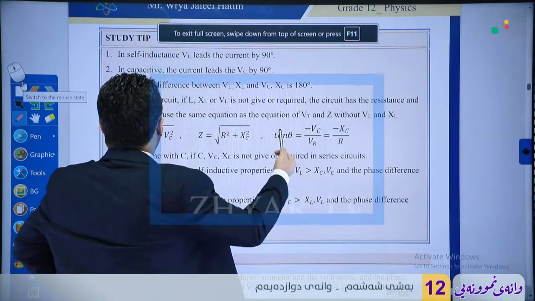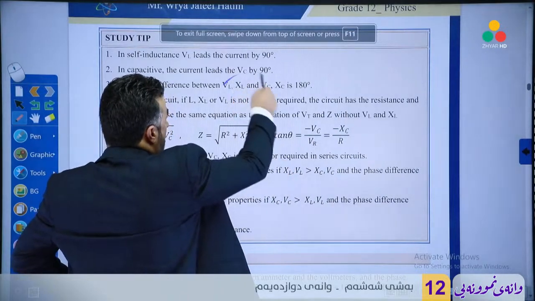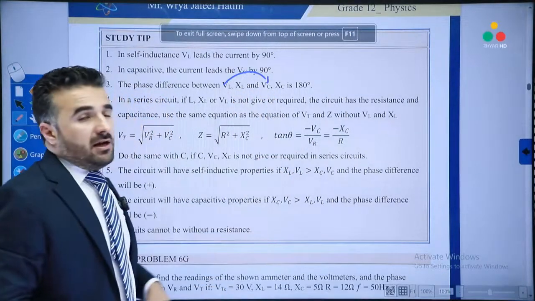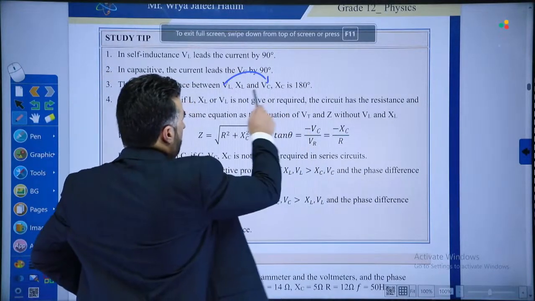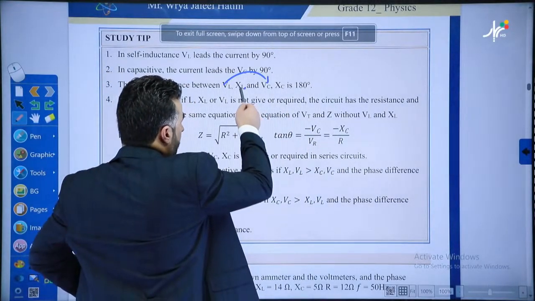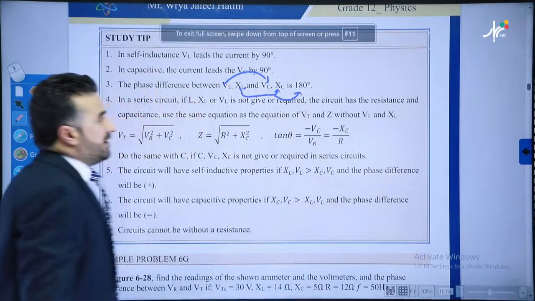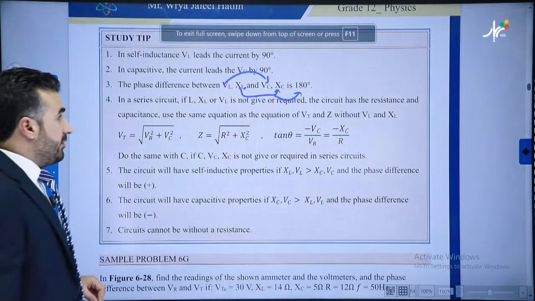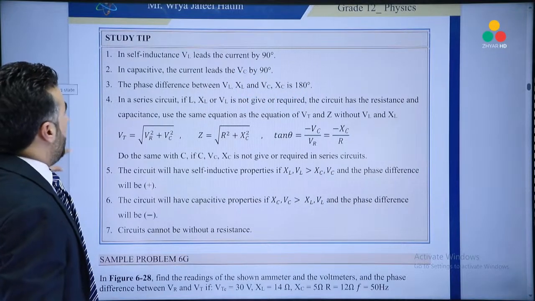So remember this: the phase difference between the voltage across the inductor, the self-inductance, okay, and the voltage over the capacitance, the phase angle difference between the two is 180. Or you can say the voltage across the inductive impedance and capacitive impedance, that is also 180. So remember, the phase angle difference between the two is 180.